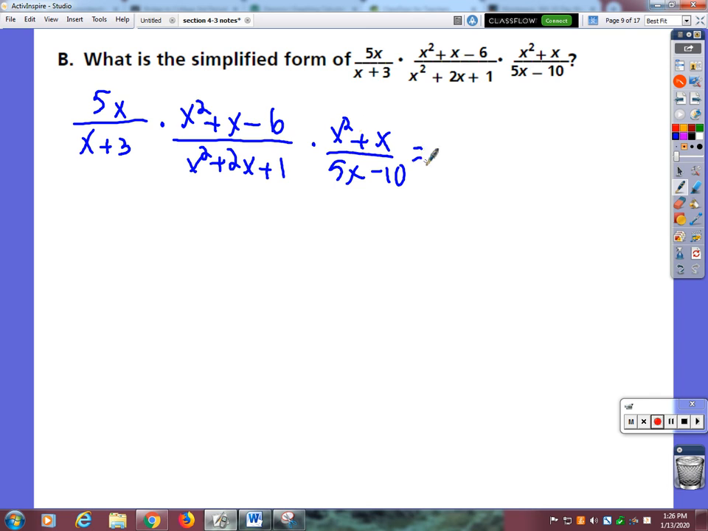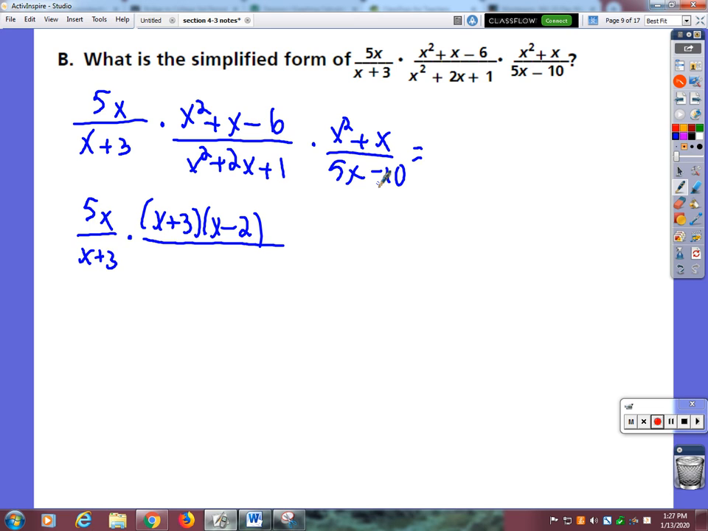Somebody raise their hand and tell me something that they can factor here. 5x and 5x. I can't cancel 5x, and I can't factor that. 5x is just 5x. X plus 3 is just x plus 3. Nothing I can take out of there. Top, middle: x plus 3 and x minus 2. Perfect. You caught yourself, that's multiplication, so you can't do that. So the top middle factors into x plus 3 times x minus 2.